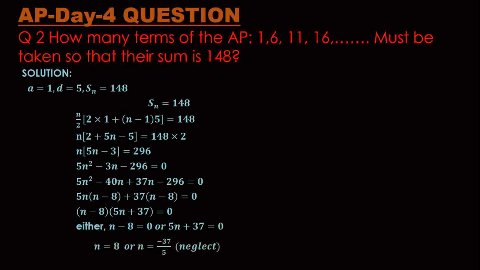So you would neglect the term which has minus and which has fraction, because the number of terms cannot be minus, or it cannot be a fraction. It should always be a whole number. So the answer is n equal to 8. So 8th term must be taken so that the sum is 148 for the given AP. So that's the second question.